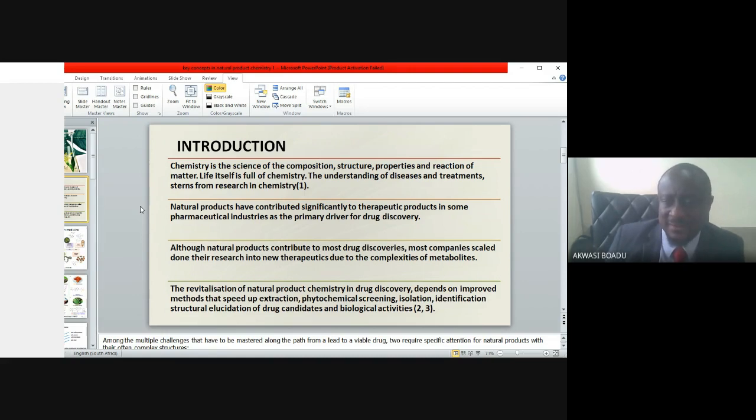With all of these things that natural products have done, we have seen a decline or a scale down in big pharmaceutical companies in their research into new therapeutics from natural products because of the complexities and the cumbersomeness of the metabolites in first extracting, identifying, and isolating active compounds. But as natural product chemists and as pharmaceutical chemists, we need to revitalize natural product chemistry in drug discovery. To revitalize it, it will depend on improved and efficient methods of extraction, identification, isolation, and structural elucidation combined with biological activity.